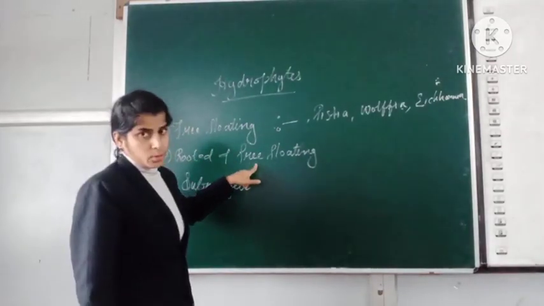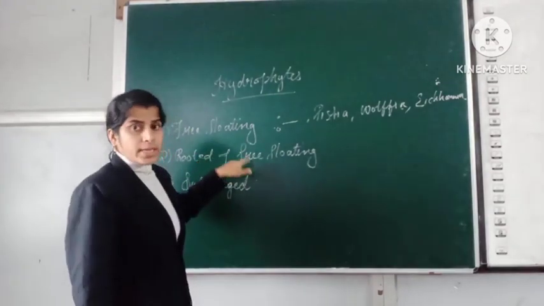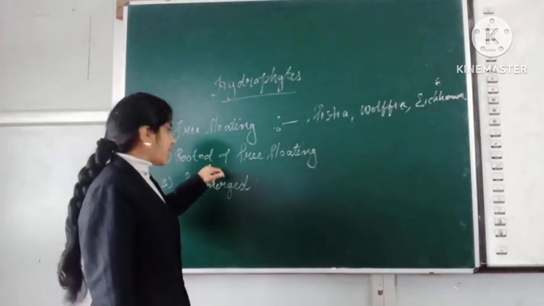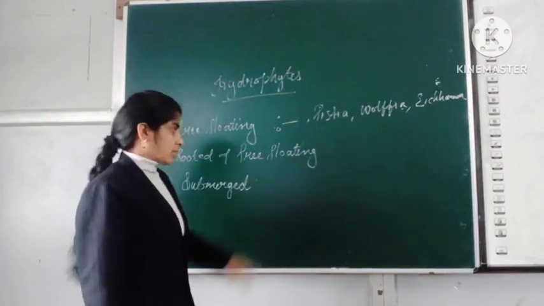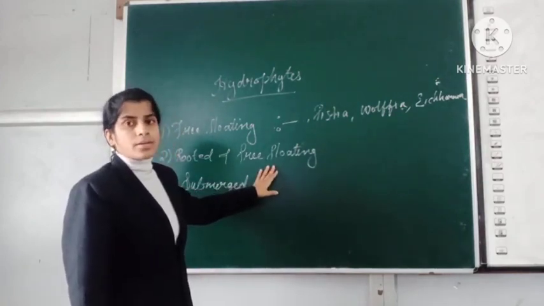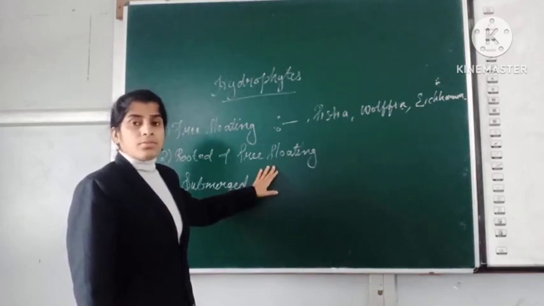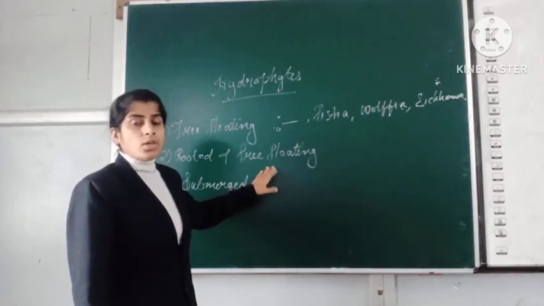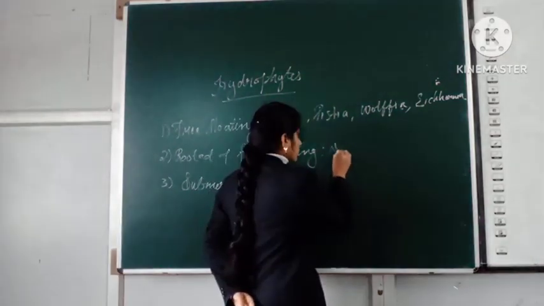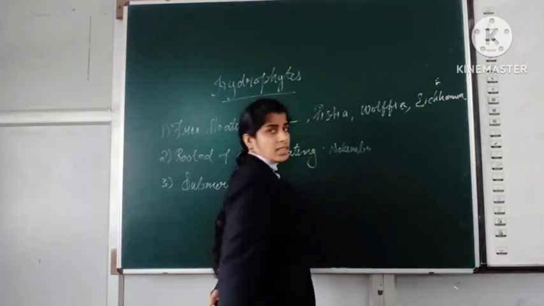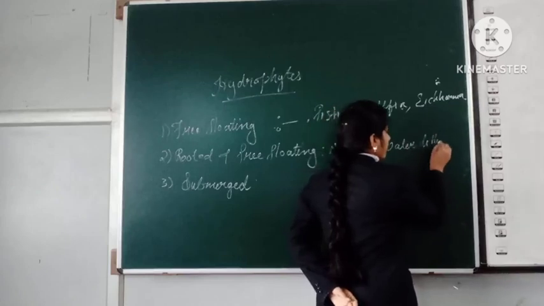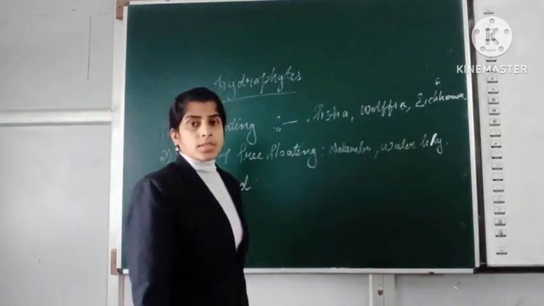And the second one, rooted and free floating. In this type of plants, the roots are fixed in the soil substratum, but their leaves float on the water surface, with a long petiole. Examples are Nilambo, that is lotus, and water lily, Jane water lily.